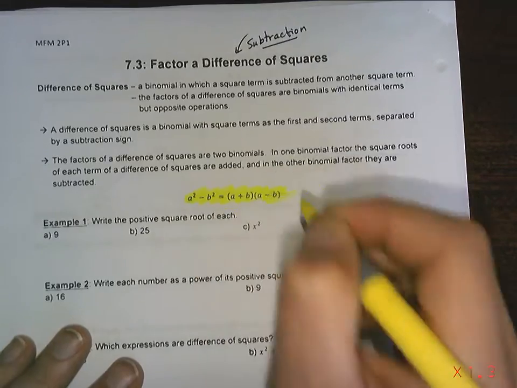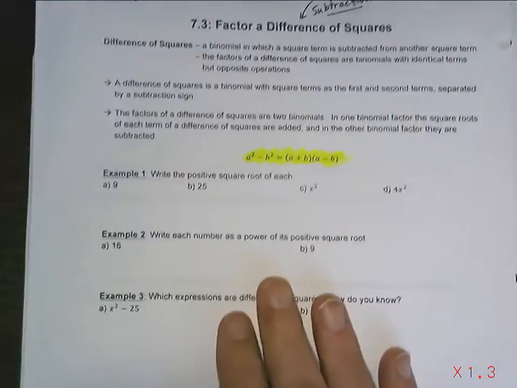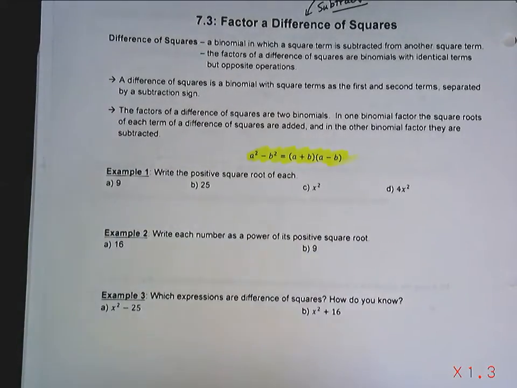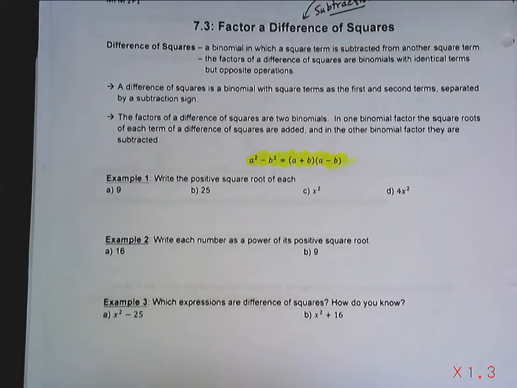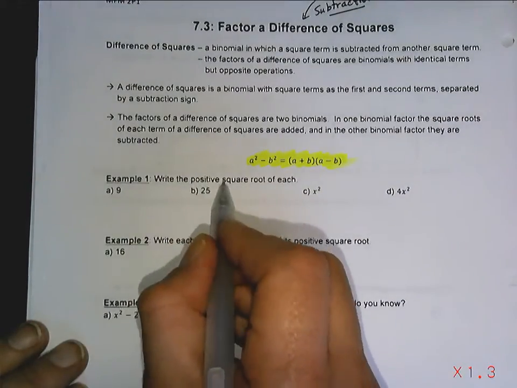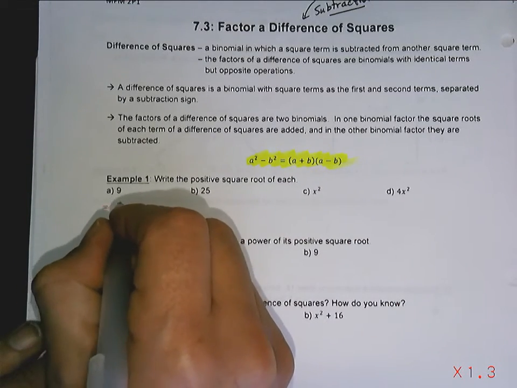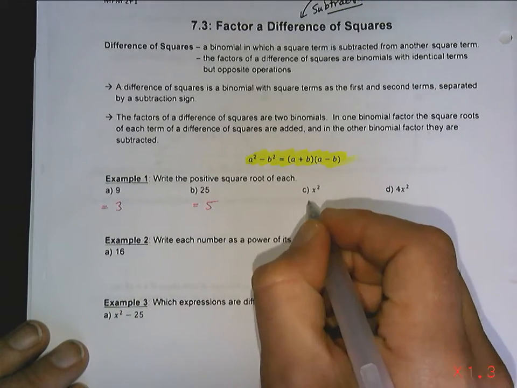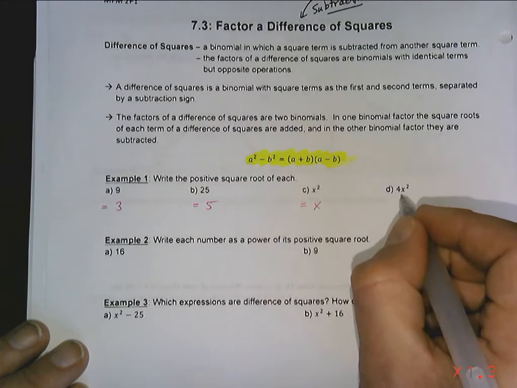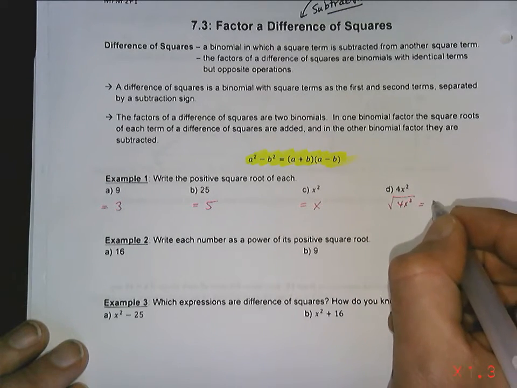That is what you got to remember for the rest of your life. And so, we're going to go through some examples. Now, these first two examples are just getting you ready for recognizing perfect squares. So, this says write the positive square root of each. So we know that the square root of 9 is actually 3. The square root of 25 is 5. The square root of x squared is x. And the square root of 4x squared is 2x.